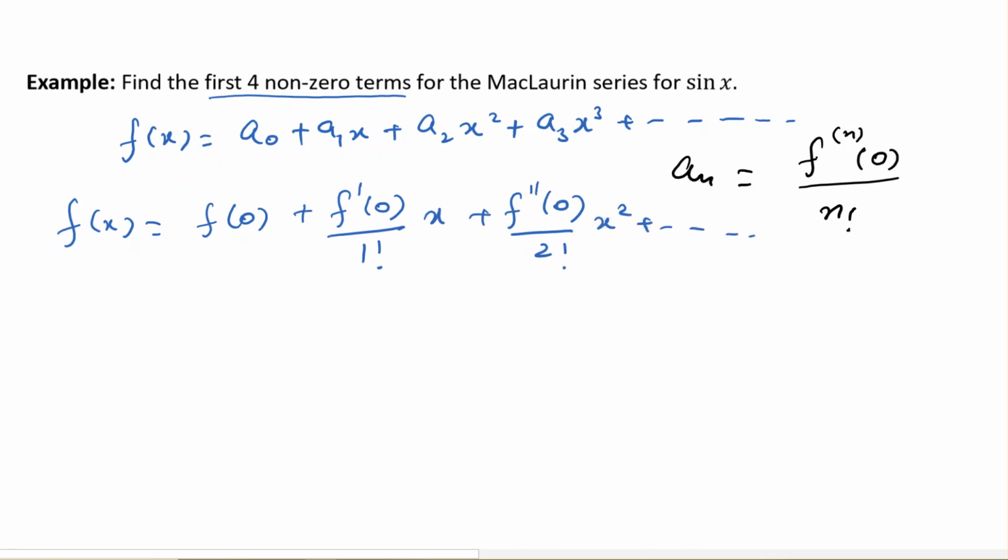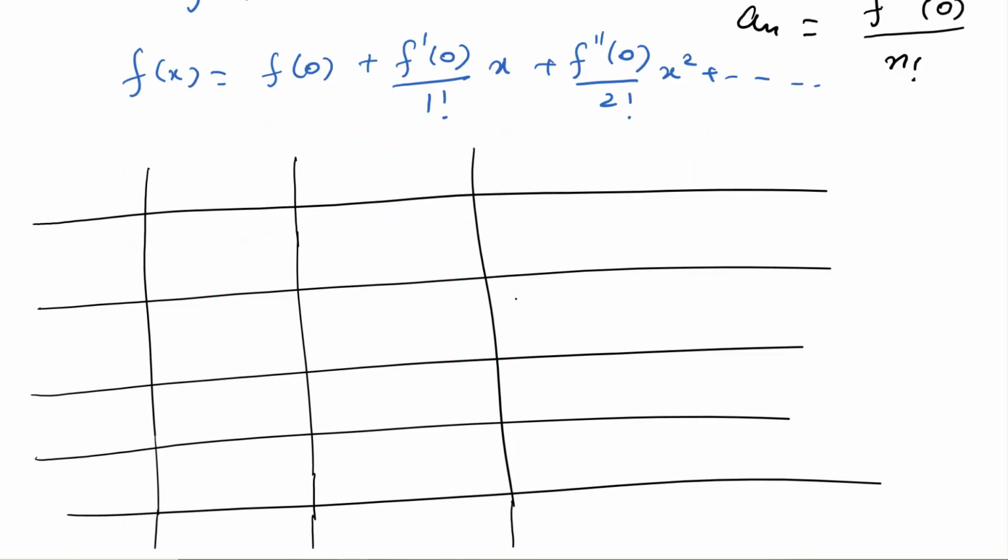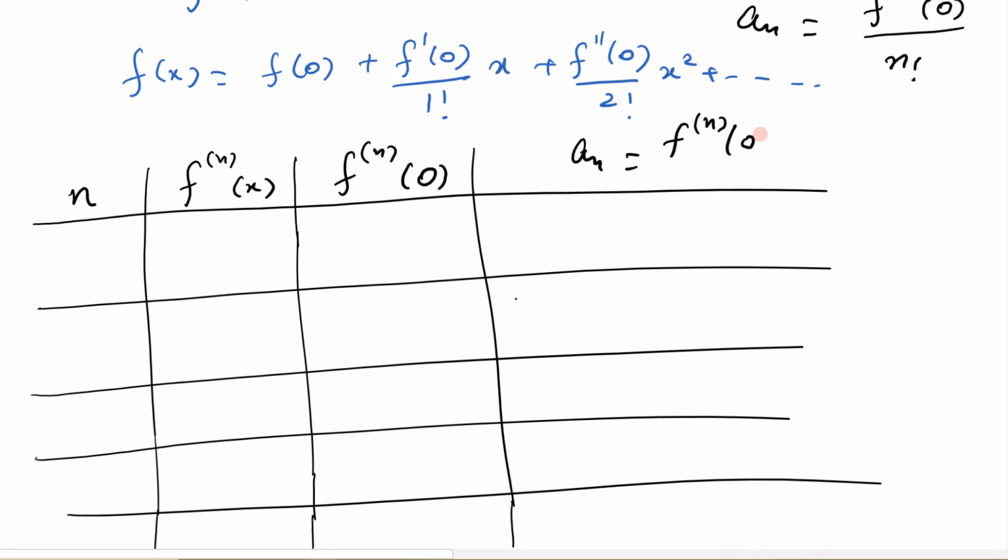So I'm going to do a table setup so that we can find all the coefficients a0, a1, a2, a3, and we can plug in our function. In the first column we will write our n value. In the second column we will find our derivatives. In the third column we will find the derivatives at 0, and in the last column we're going to write the coefficients of each term.